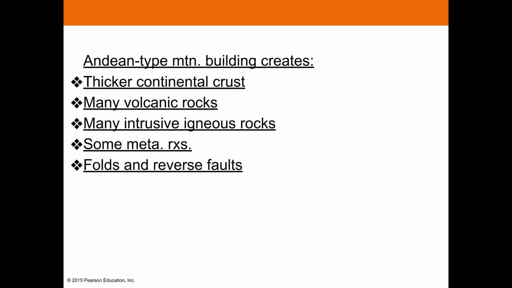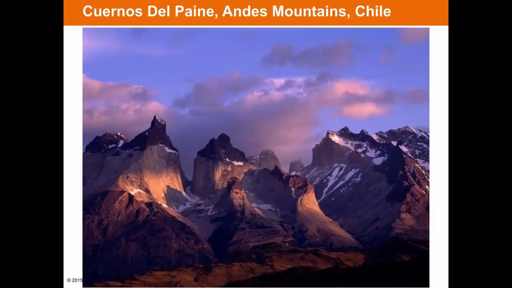When a mountain chain is formed in this method, you tend to get a thicker continental crust, again because the pluton is upwelling within the crust. Many volcanic rocks, many intrusive igneous rocks, again, from this pluton forming, if we think back to our igneous geology lessons, some metamorphics, and lots of folds and reverse faults. And look back at the previous image, think about why all these things would happen. It makes sense.